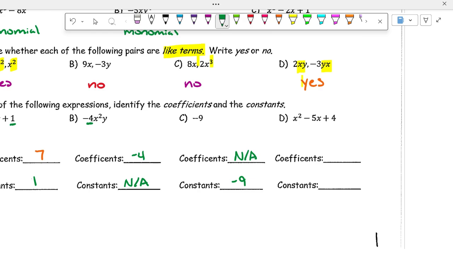Now, this last one, there's more than one coefficient here. What are the two coefficients? 1 and 5. So there's an unspoken 1 here, and then we also have the 5, or -5 actually. So what's the constant? 4 is the constant. Any questions on the basic vocabulary?